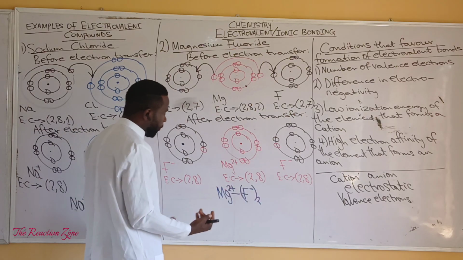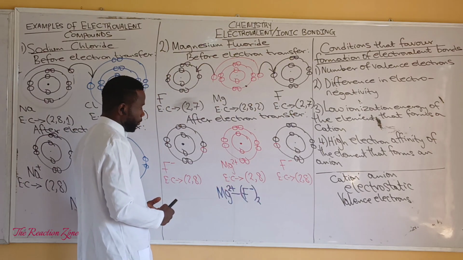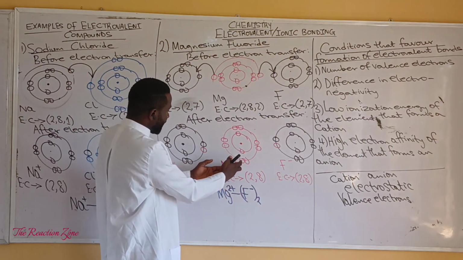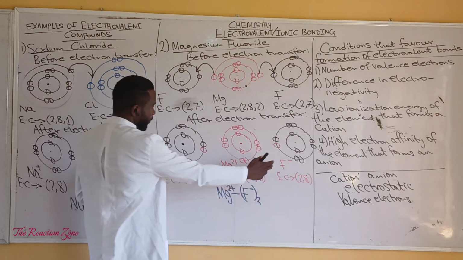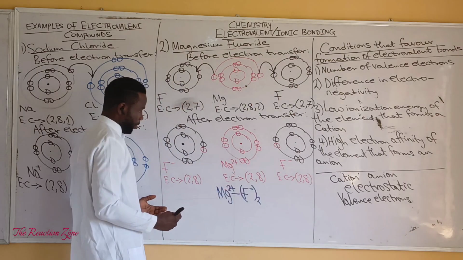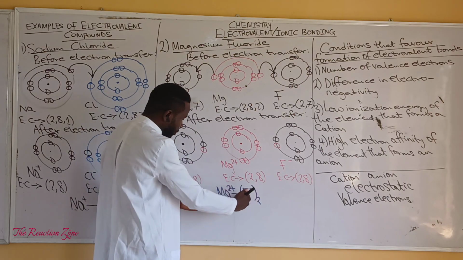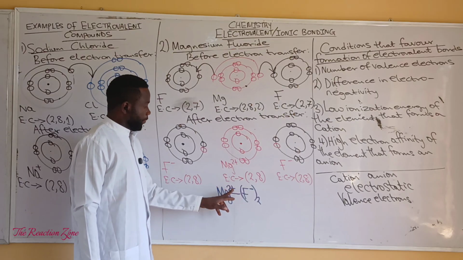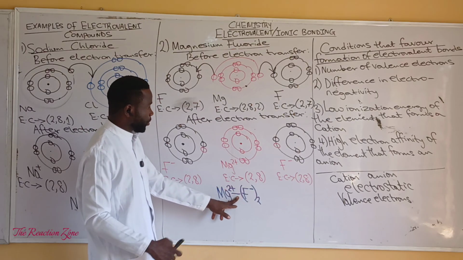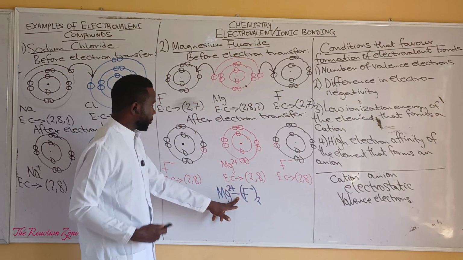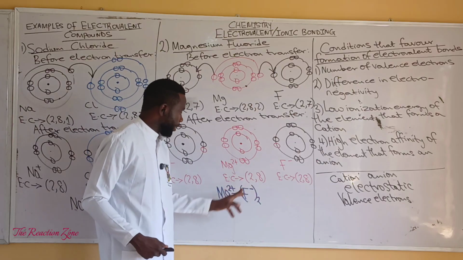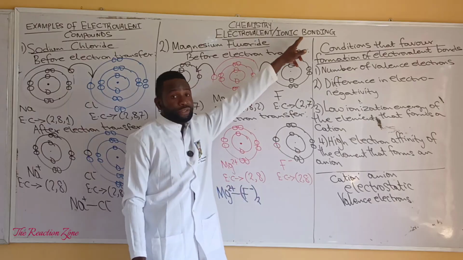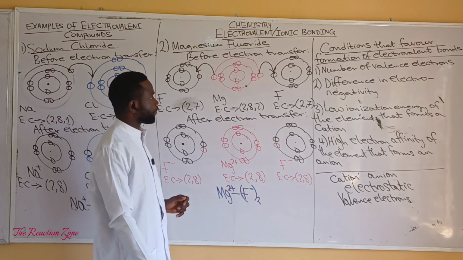An electrostatic force of attraction will occur between the positively charged magnesium ion and the negatively charged fluoride ions, bringing them close enough to form a bond between them. This bond, which is formed as a result of electrostatic force of attraction between magnesium ion and fluoride ions, is known as electrovalent or ionic bonding.